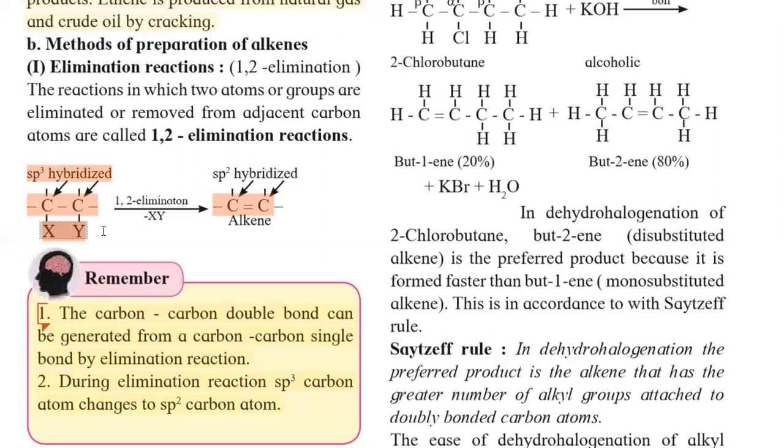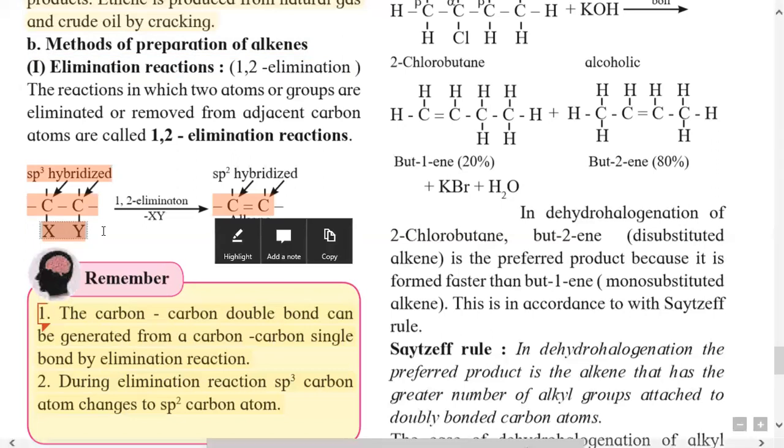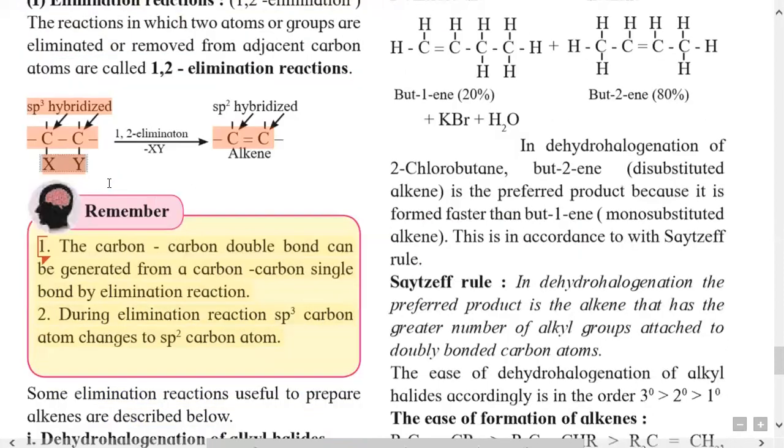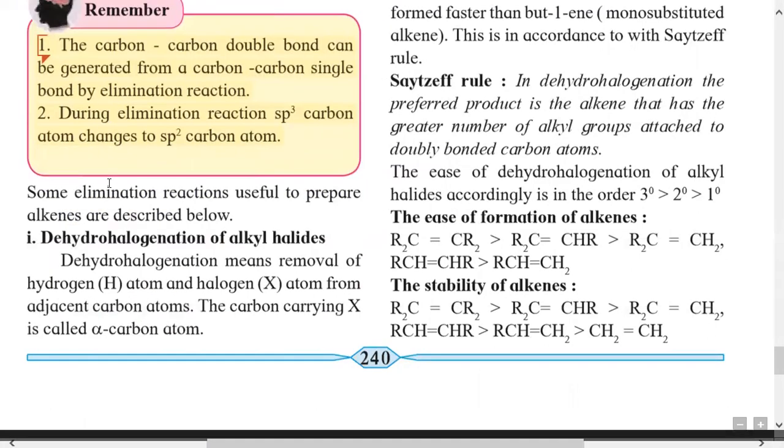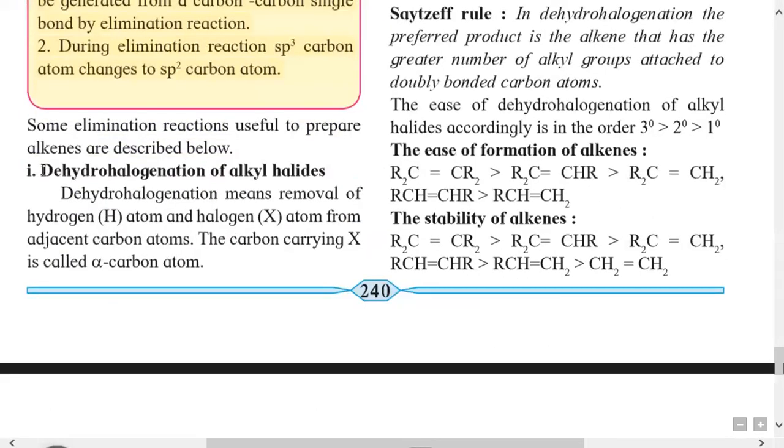Remember now the type of hybridization, how it is identified. If it is a singly bonded carbon, then it is sp3 hybridized. If a doubly bonded carbon, then it is sp2 hybridized. So this is the general elimination reaction. Under this elimination type of reaction, we will study dehydrohalogenation of alkyl halide as the first method.